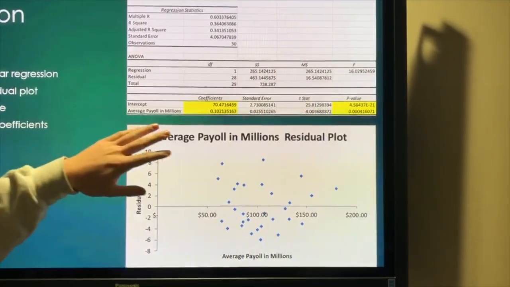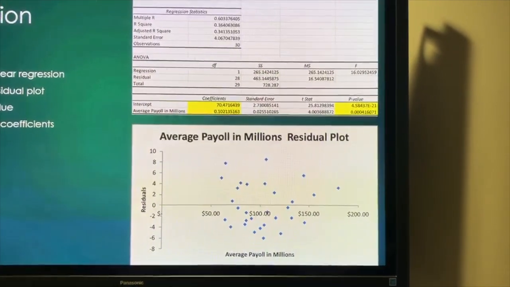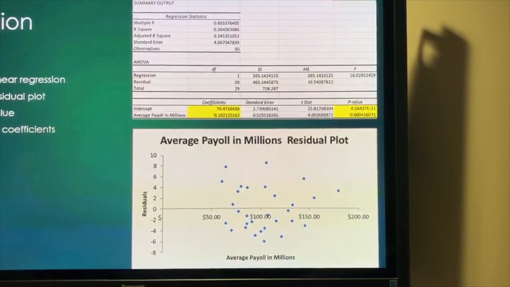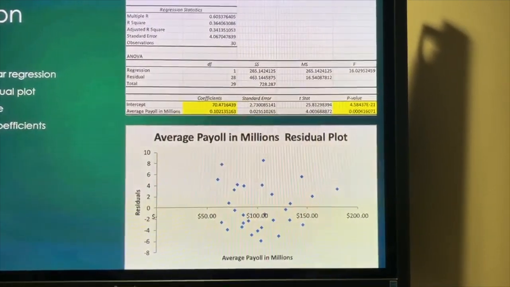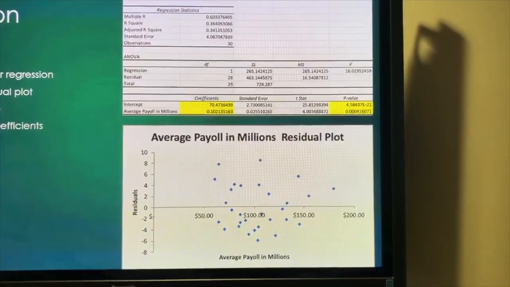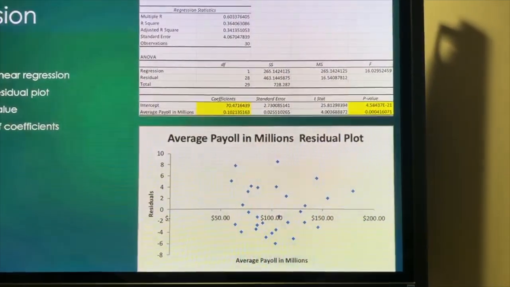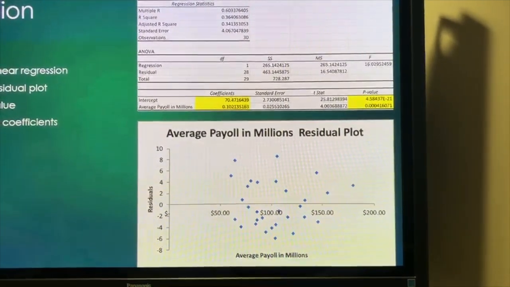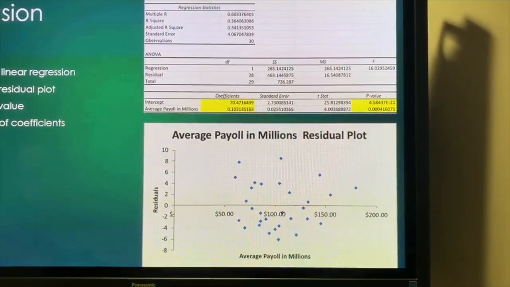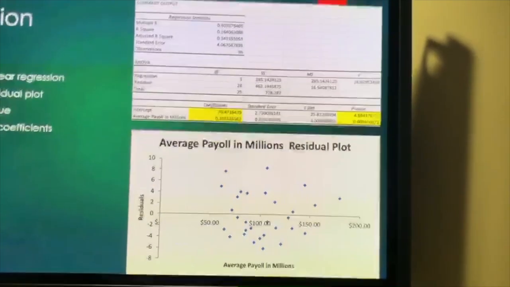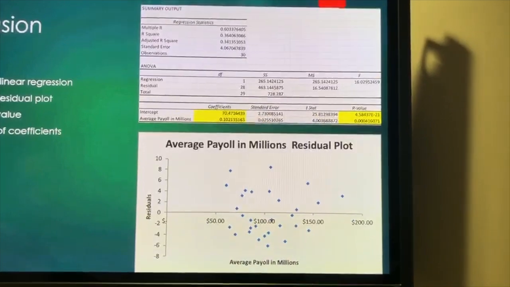And then lastly, highlighted here are the coefficients of the regression equation. The intercept is 70.47, which means that if a team was to not spend any money at all, they could expect to win 70 or 71 games, which is well below the league average. And then also the coefficient for the average payroll in millions is 0.10, which means that for every 1 unit increase in that statistic, a team can expect to win 0.10 more games. So it would take approximately $10 million more in spending for a team to see a unit of 1 increase in their win total.